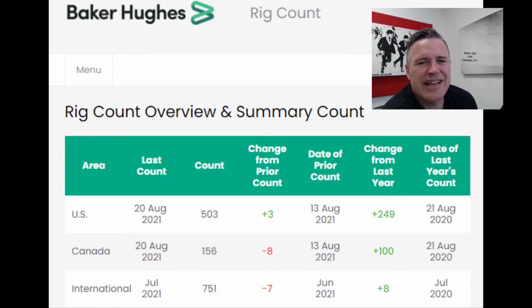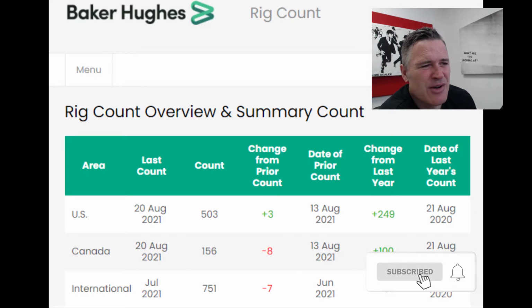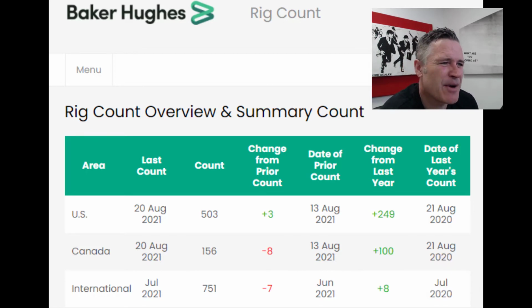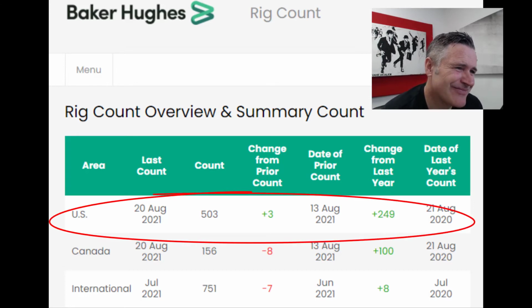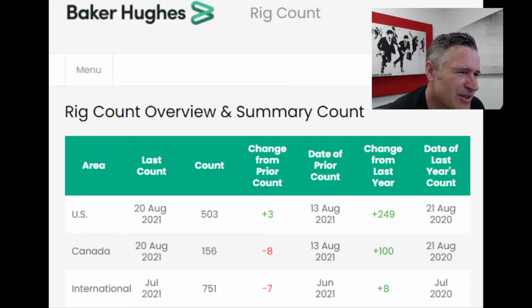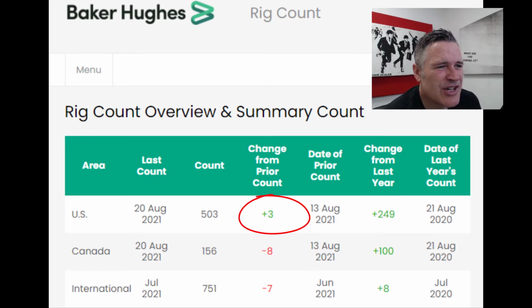So you could call it a leading indicator of demand for products in that industry, and we can use that and factor that into our price analysis. If we look at the moment, I really focus on the US because that's, I think, the most important one of the three. It's got US, Canadian and international, and we can see that rig counts are slightly up and there's more of a change, 249 from last year.